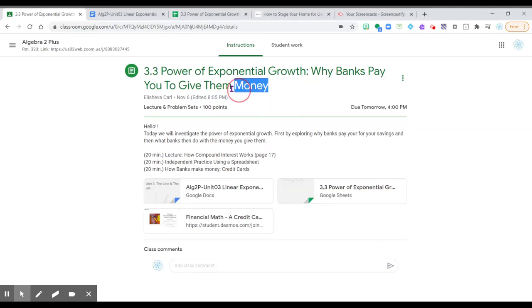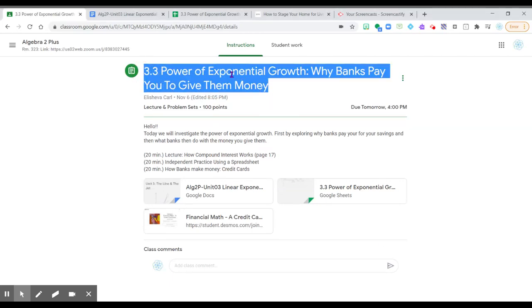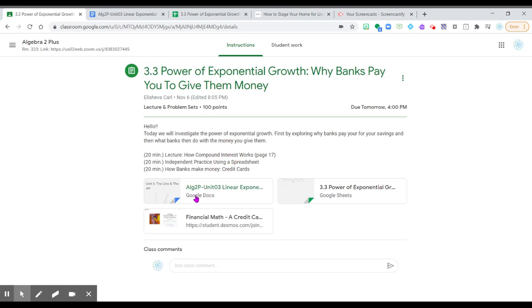Welcome back, everybody. Today we're going to explore 3.3, the power of exponential growth, or why banks pay you to give them money. We're going to be using our book in order to explore that, plus maybe a calculator in the form of a spreadsheet. So please make sure you have those available.